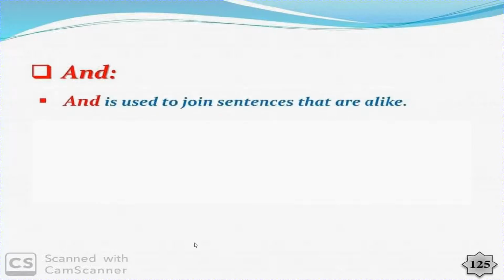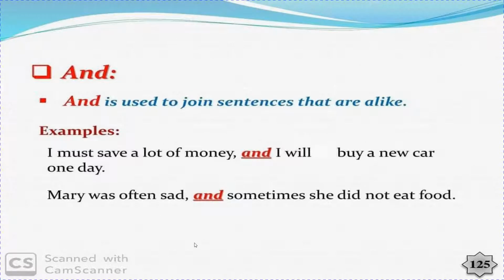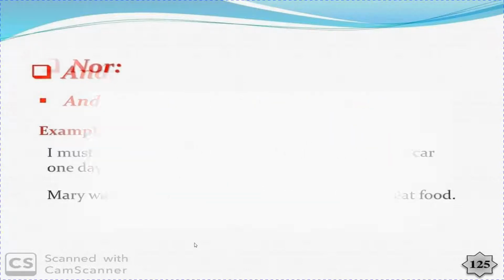The next one is and. And is used to join sentences that are alike or similar. Example, I must save a lot of money and I will buy a new car one day. Next is Mary was often sad and sometimes she did not eat food.